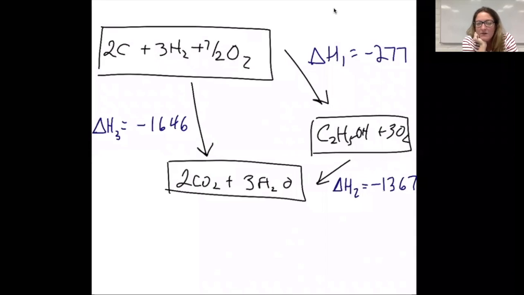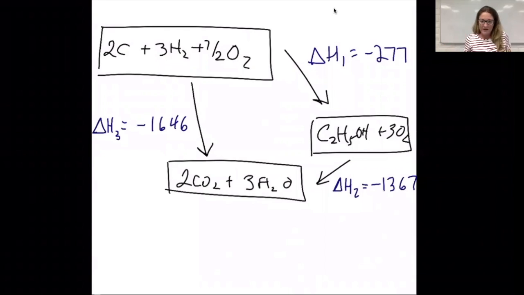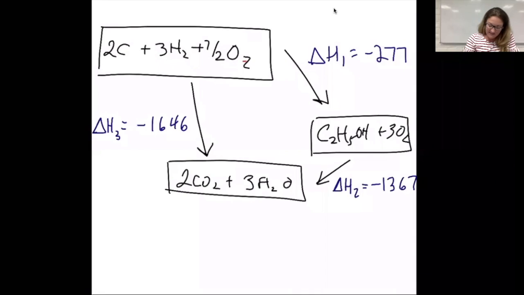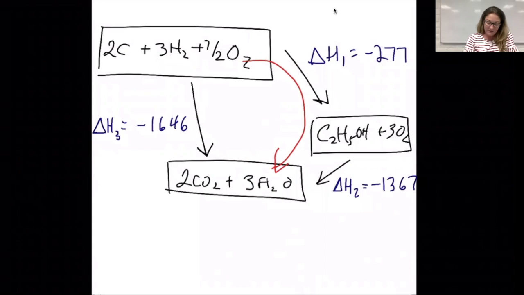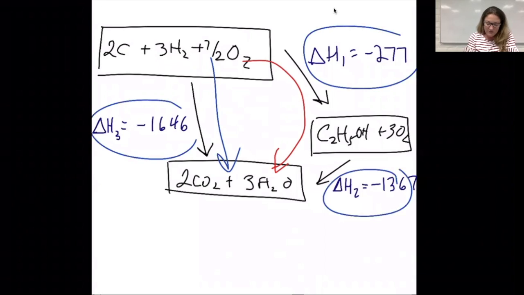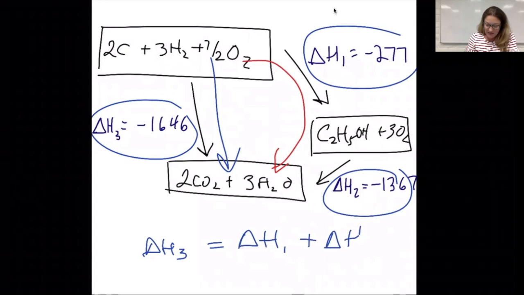Here's another way it can appear as an enthalpy cycle. There's nothing to solve for here, but once again, we can identify our two paths. This is one path, and I'll show it in blue. This is a different path. The total energy of one path must equal the total energy of the other path. So in this case, what's noted as delta H3 must equal the sum of delta H1 and delta H2.